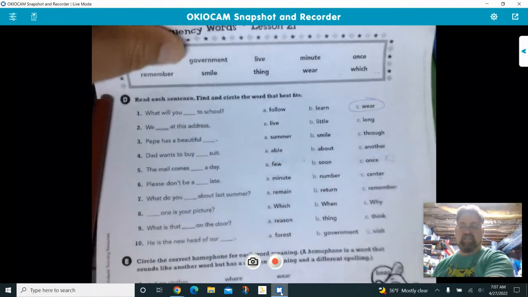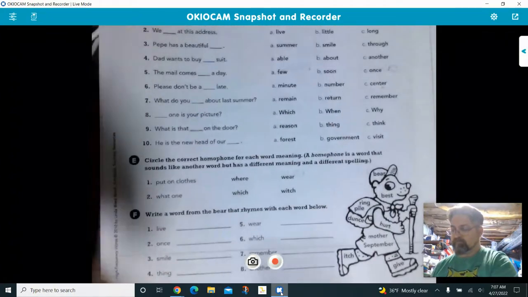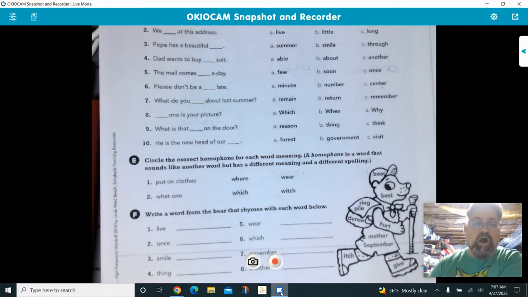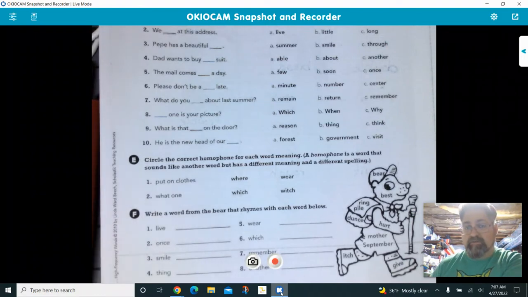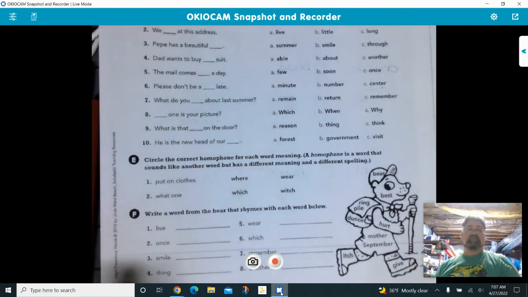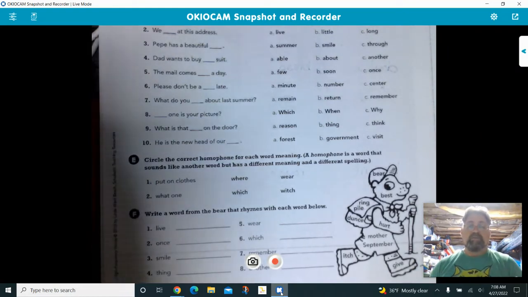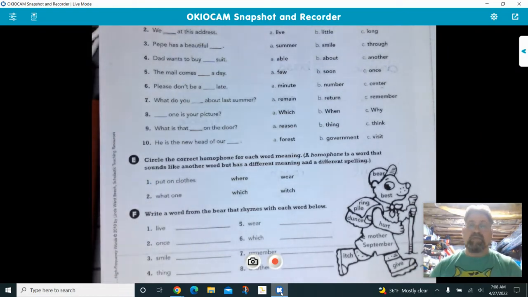Okay. Section E. Circle the correct homophone for each word meaning. A homophone is just a word that sounds like another word, but is spelled differently. Like we're learning in science class for my 8th graders. Homozygous means the same alleles, it's only one type, while heterozygous means different types. Homo means one, so homophone means one sound, same sound.